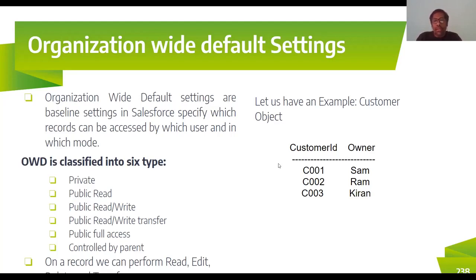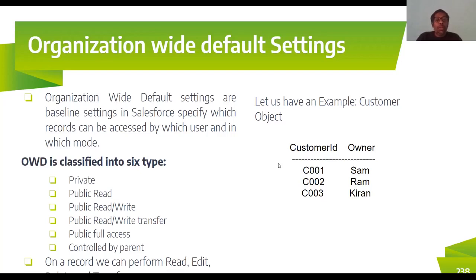On the right-hand side, you can see a small customer record. The customer object has two columns: one is Customer ID and the other is Owner. The owner of C001 is Sam, the owner of C002 is Ram, and the owner of C003 is Kiran. So these are the three records, and their owners are also available.